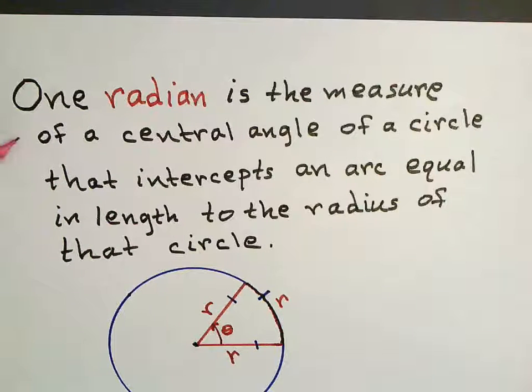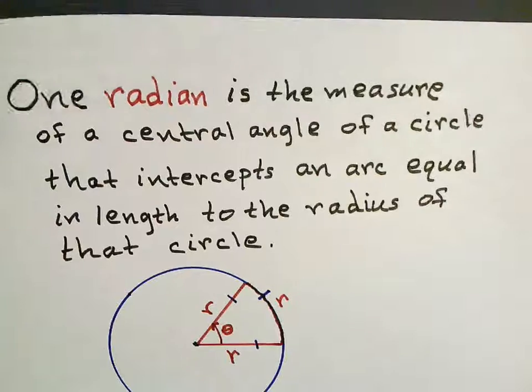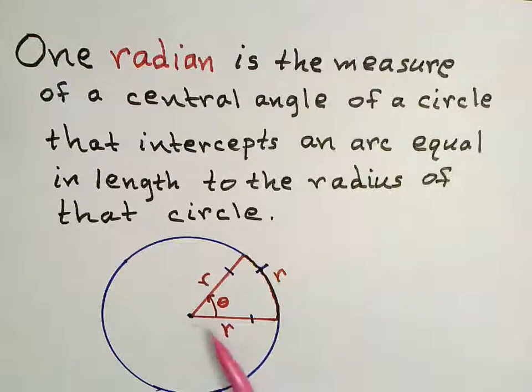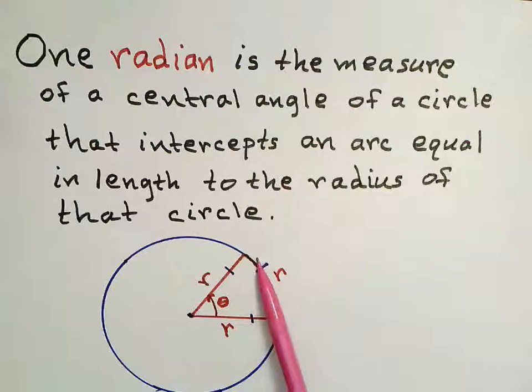1 radian is the measure of a central angle of a circle that intercepts an arc equal in length to the radius of the circle. So this is a radius, this is a radius. We're intercepting an arc that is equal in length to the radius of the circle. This is 1 radian.